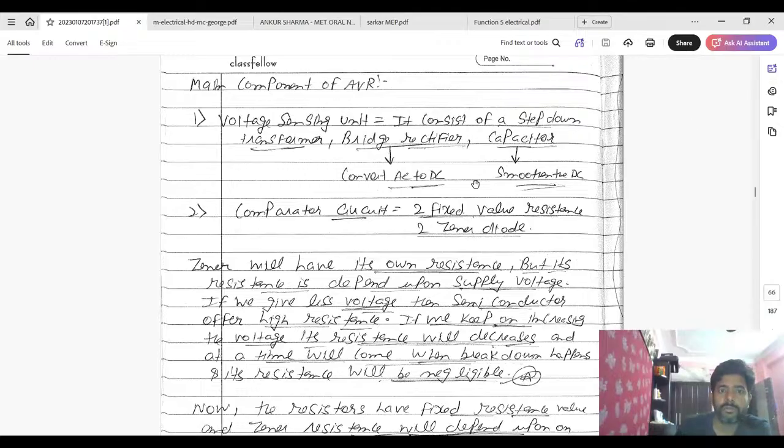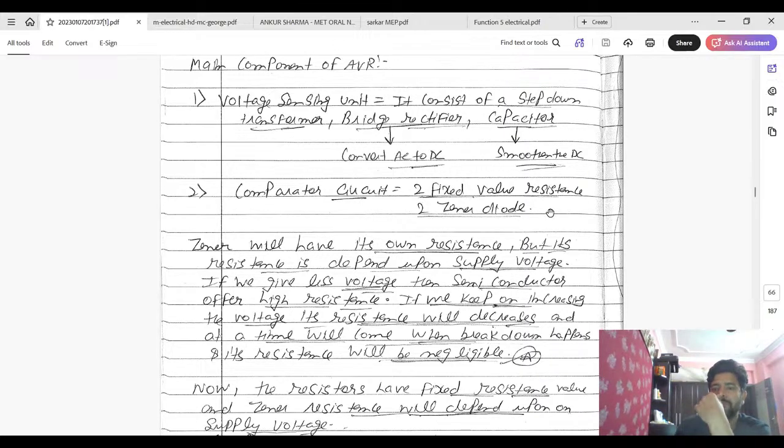Now here is the main component of the voltage sensing unit. Before, I told you that the voltage sensing unit consists of a transformer, bridge rectifier, and capacitor. The function of the transformer is to step down the voltage from 440 to 110. The bridge rectifier converts AC to DC. The comparator circuit has two fixed value resistances and a zener diode.